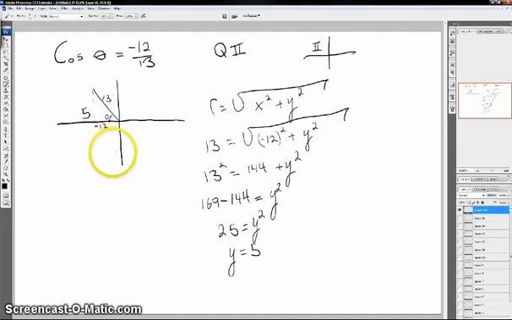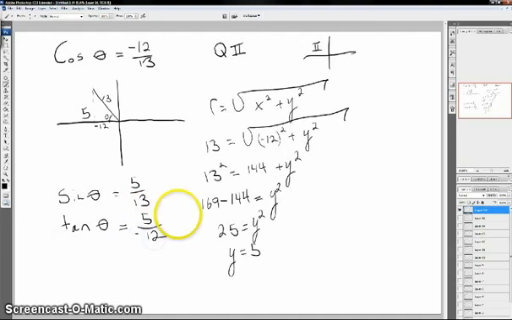And now I can find all of the other values. Sine of theta is equal to the opposite over the hypotenuse, so that'll be equal to 5 over 13. Tangent's equal to the opposite over the adjacent, so the tangent of theta is going to be equal to 5 over negative 12. Okay, so that's another example of a problem that you might have on the homework.